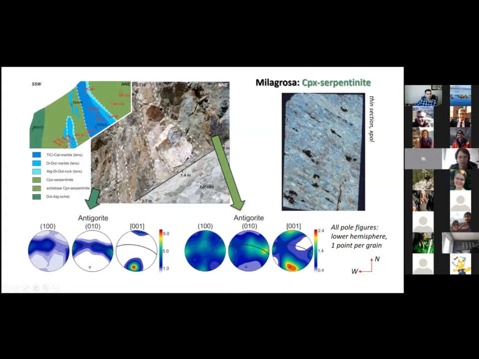And in Milagrosa, the lower grade meta-ophicarbonates, we see that the serpentinite surrounding these carbonate lenses has a strong maximum of the C-axis that coincides with the pole to the foliation. And this is what we would expect for a sheet silicate that deforms by basal glide, when the C-axis defines the basal plane, which defines the foliation.